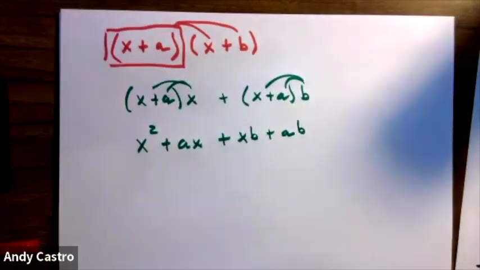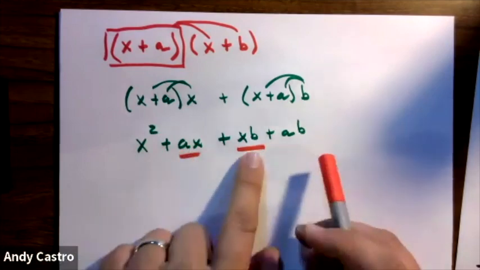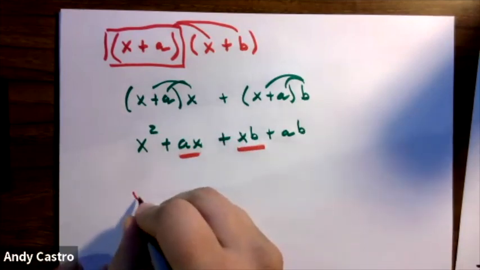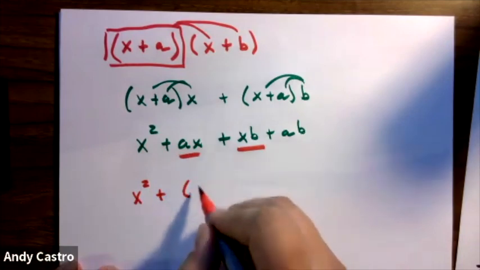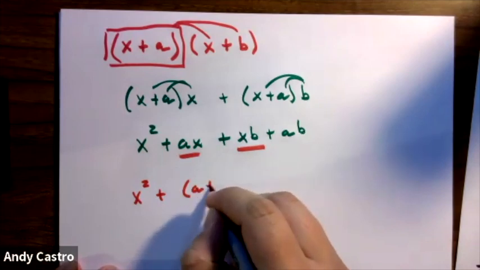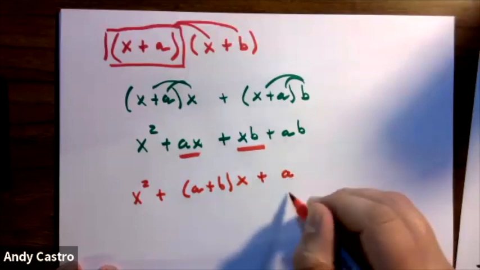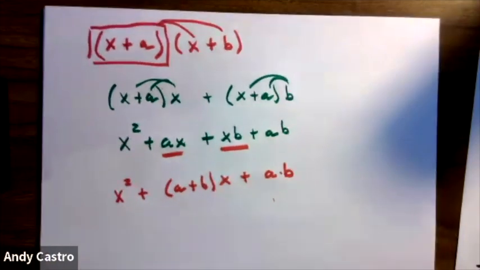Okay. Now, as we saw before, we have like terms. This and this are like terms because they have the same x's. Now, I realize I'm using a and b, but because these have the common factor of x, I'm going to pull x out here. So we have x squared plus a plus b times x, plus a times b. Okay, this right here is going to reveal to us how we actually factor these equations.